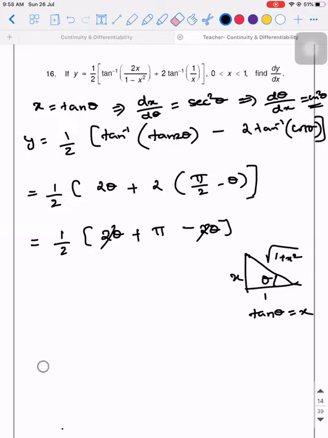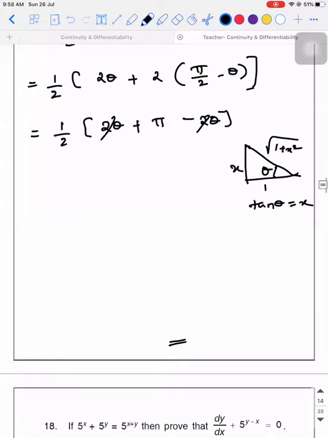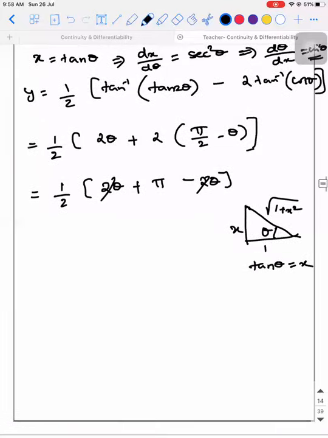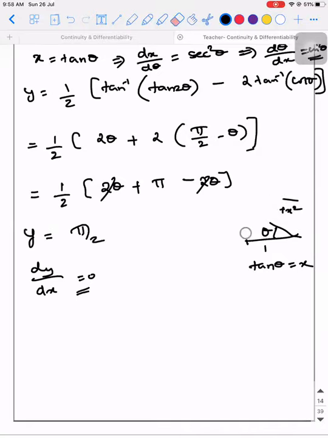Now it is even more simple actually. What is dy by dx? Sorry, y is equal to pi by 2. Y is a constant. Dy by dx will be, derivative of a constant is 0. Is that clear? Yes. Okay.